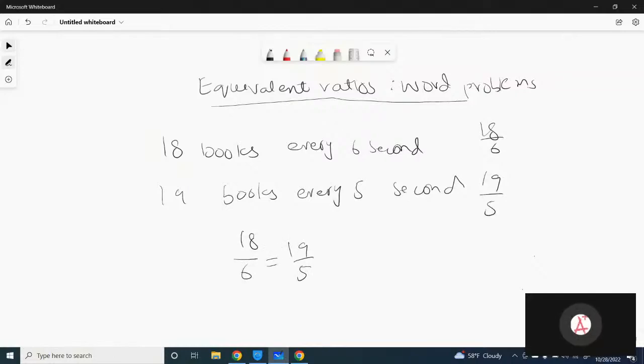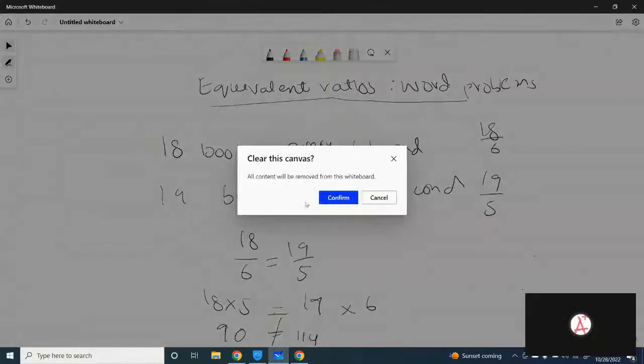Got it? Just cross multiply. It would be now 18 times 5 and this one is 19 times 6. So 18 times 5 is 90 and 19 times 6 is 114. So they are not equal. That means they are not equivalent. Got it? That means both the fractions are not equivalent. Okay, let's start with the next example.